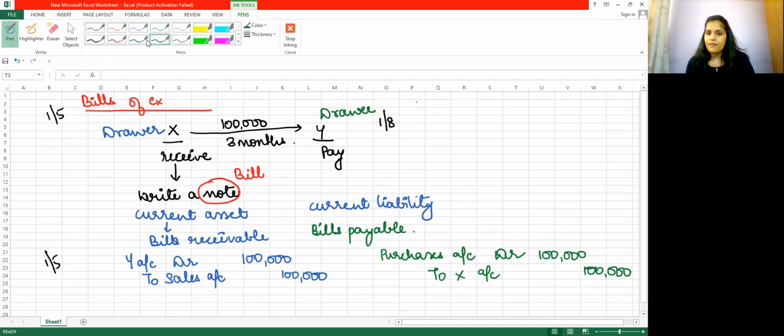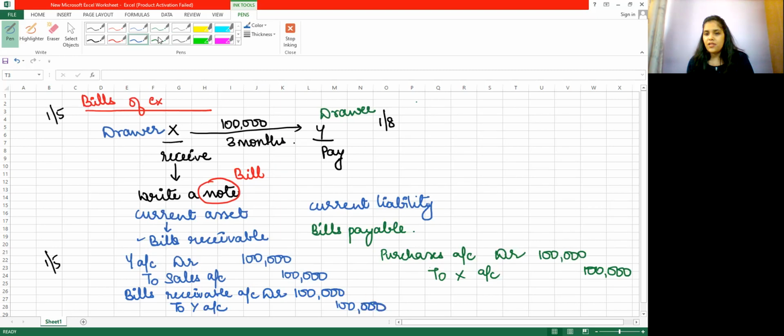Okay. Now, coming to the journal entry point of view, this is an asset increase debit. So, bills receivable account debit to Mr. Y account, and from the other party's point of view, that is Mr. Y's point of view, bills payable liability will always be credited when it is increasing. And what will be debited? X account.